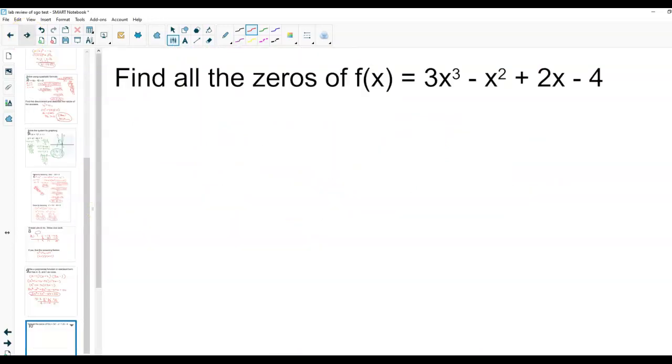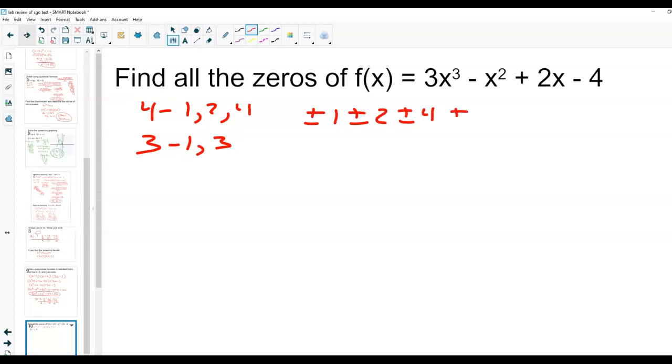Finding all the zeros, I've got to use my possible solutions. So, my factors of 4 are 1, 2, and 4. My factors of 3 are 1 and 3. So, plus or minus 1, plus or minus 2, plus or minus 4, and then each of these over 3: 1/3, 2/3, and 4/3. And now we just start checking.